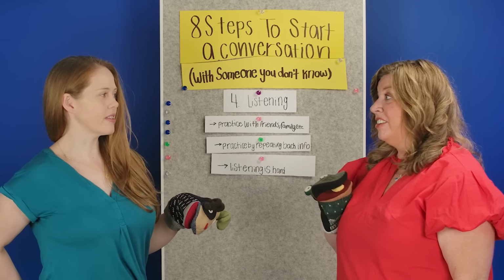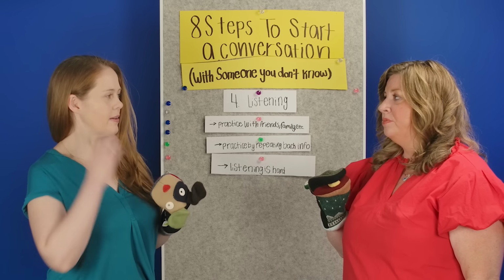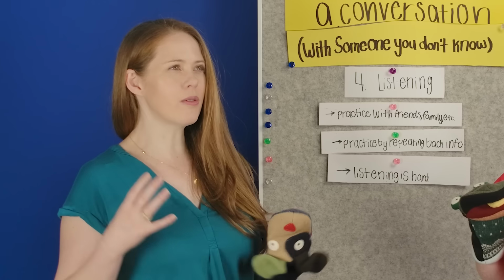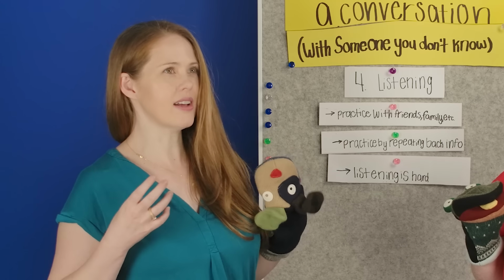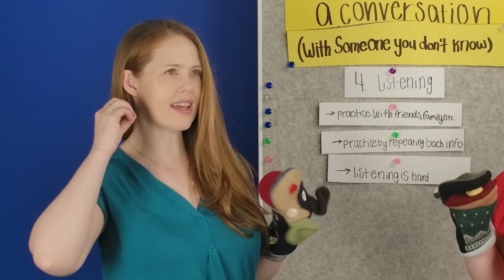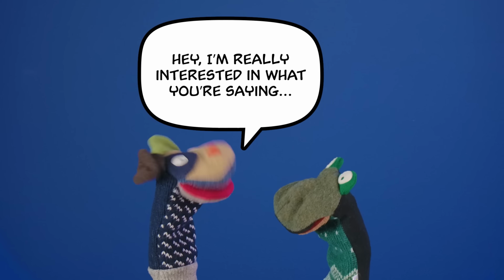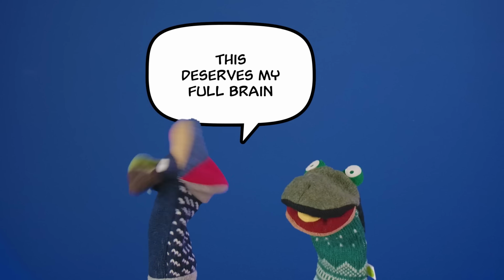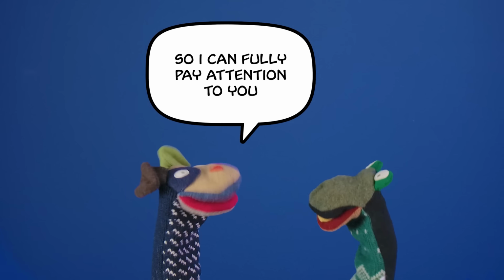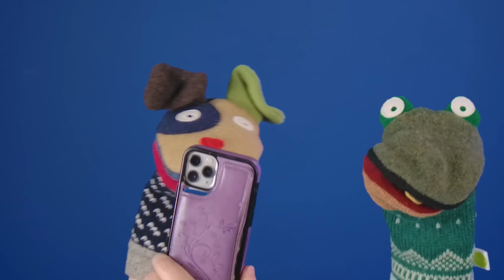One of the things I do for listening is I will let somebody know if there's something that's bouncing around in my brain. I don't have enough working memory slots to be able to hold what I want to say and what they're saying at the same time. So sometimes I'll say, hey, I'm really interested in what you're saying. This deserves my full brain. Let me get this out of my head so that I can fully pay attention to you. And then I'll just write it down in my notes app.